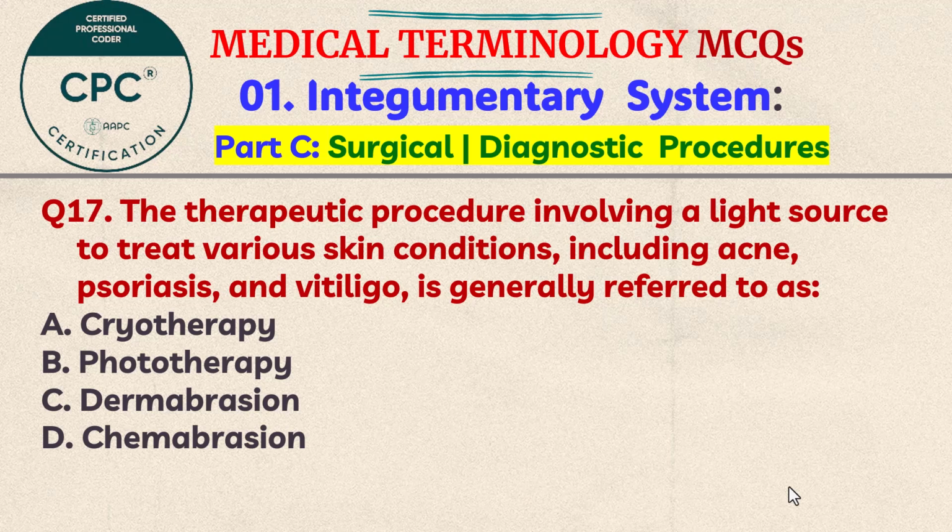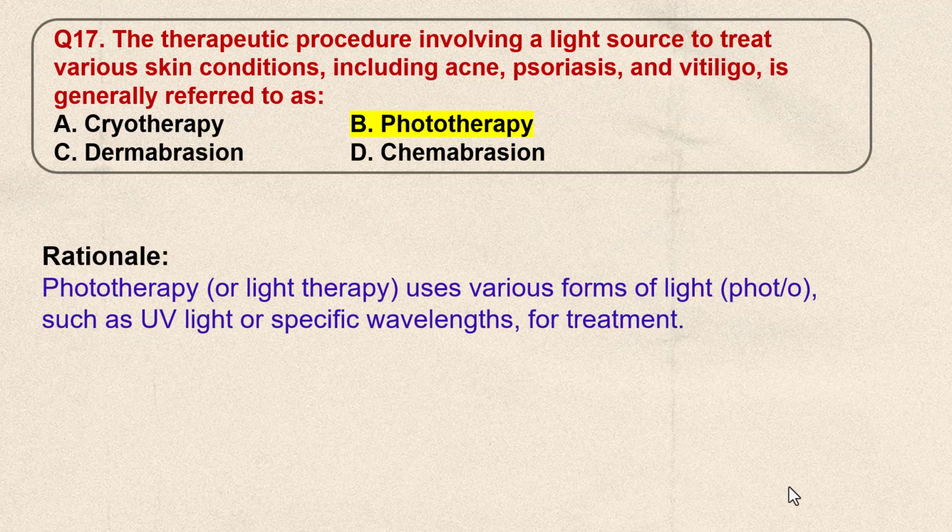Question number 17. The therapeutic procedure involving a light source to treat various skin conditions, including acne, psoriasis, and vitiligo, is generally referred to as A. Cryotherapy, B. Phototherapy, C. Dermabrasion, D. Chemoabrasion. Think the answer. The correct answer is B. Phototherapy. Phototherapy, or light therapy, uses various forms of light, that is photo, such as UV light or specific wavelengths for treatment.